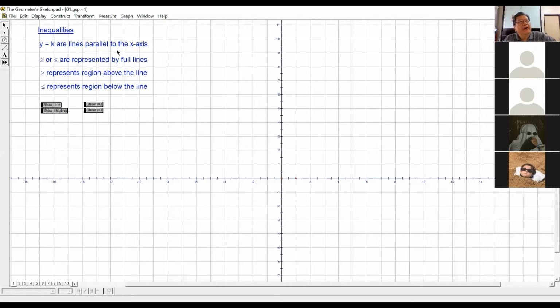Before you do linear programming, you have to know how to draw the lines and shade the region. This is very important. If you don't know how to draw a line and shade a region, don't do linear programming.